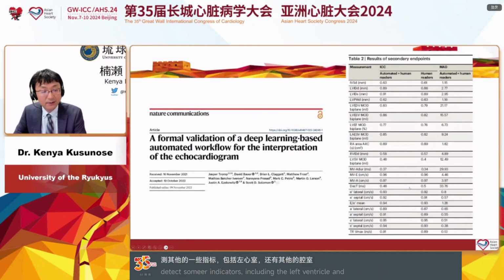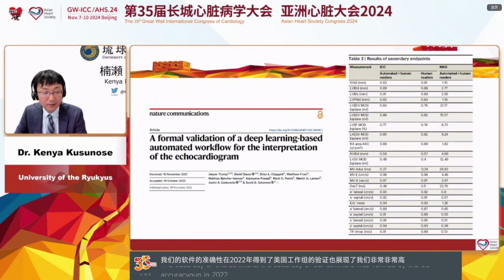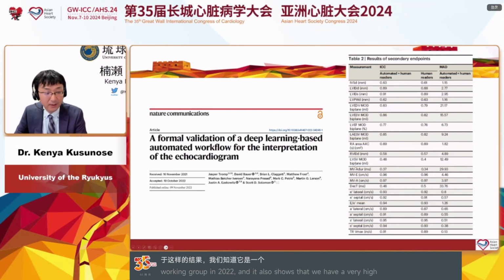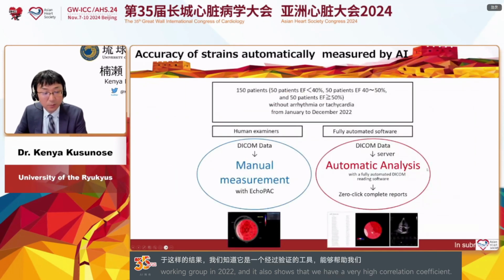The accuracy of this software was validated in 2022 by a group from the United States, which showed a relatively high correlation coefficient. As a result, it is used as a clinically valuable tool in the echocardiographic field. In Japan, our group plans a new study for this software. This study aimed to compare the accuracy of strain measurements between fully automated software and human experts.